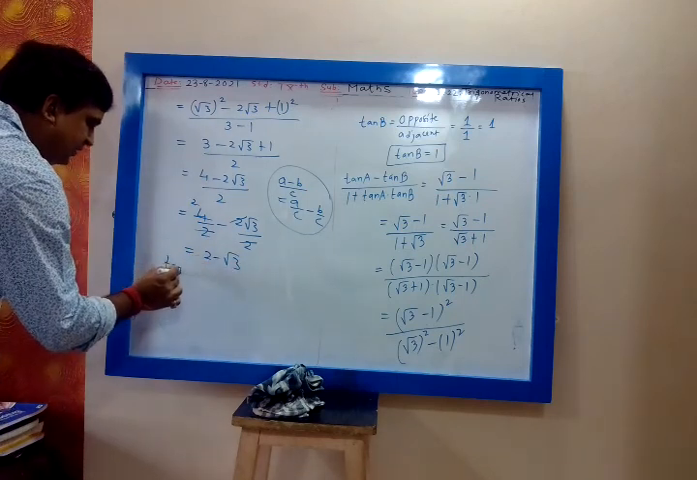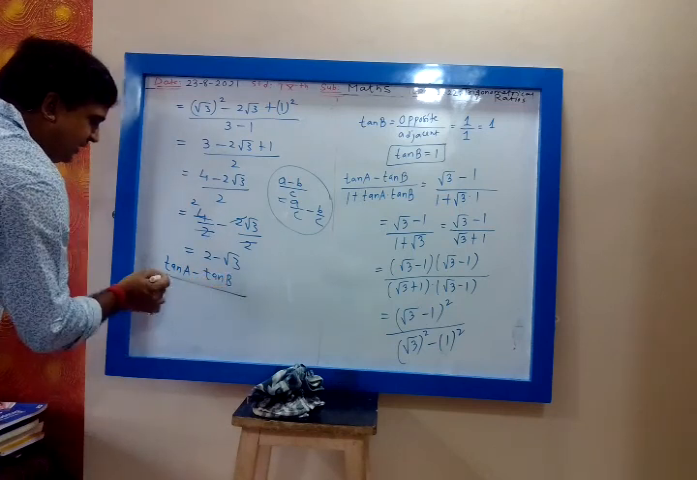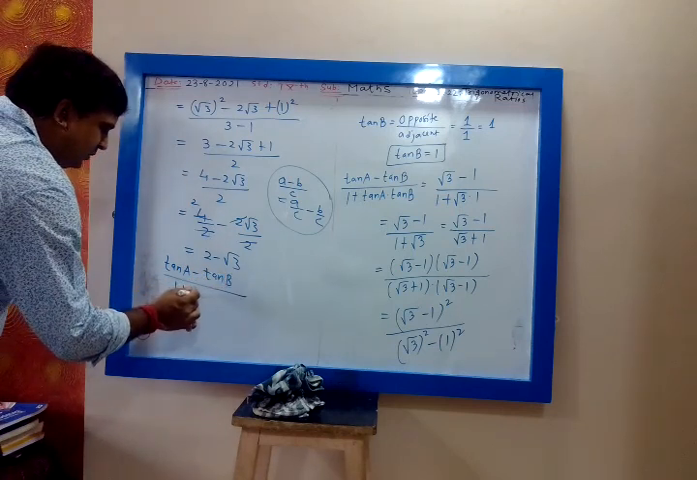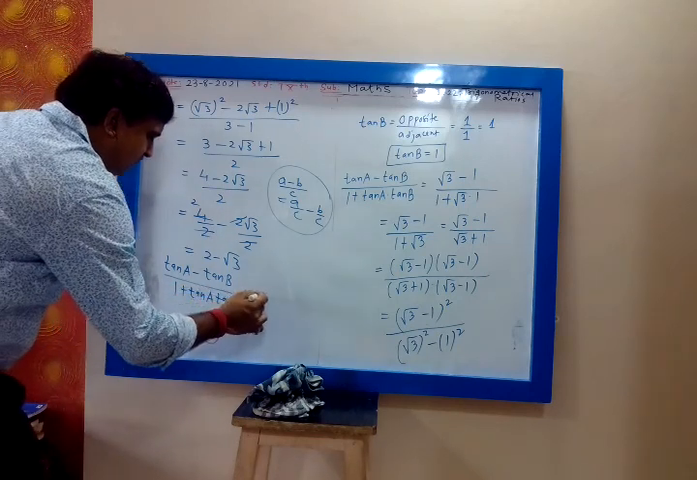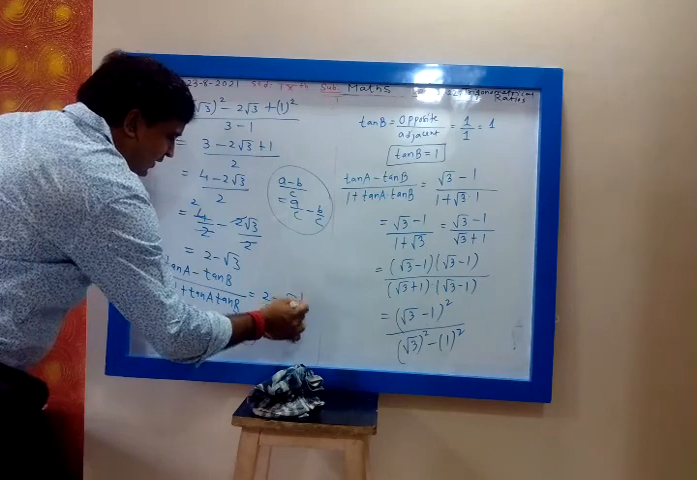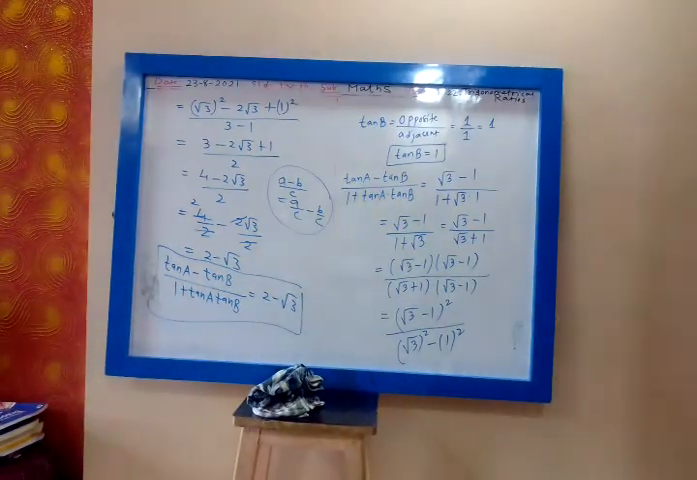So tan A minus tan B upon 1 plus tan A tan B. The answer is 2 minus root 3.